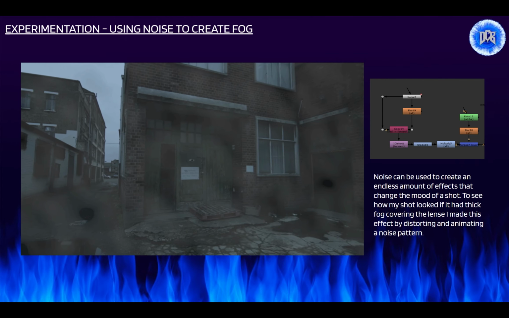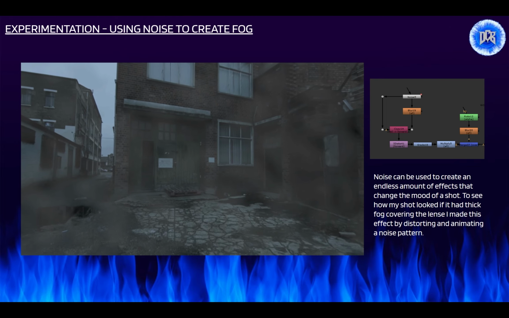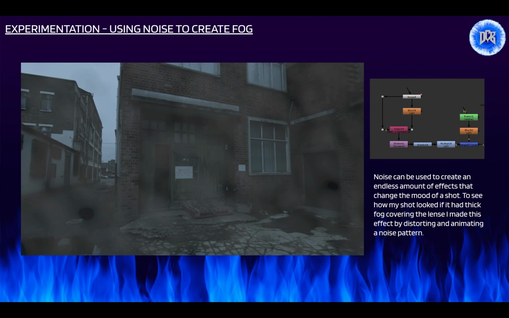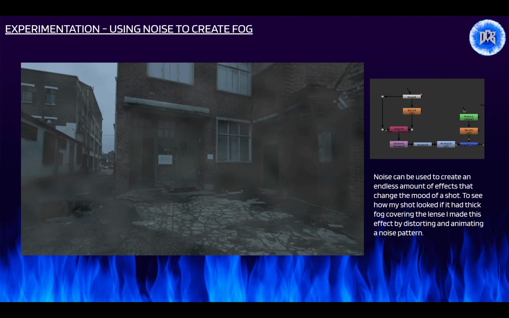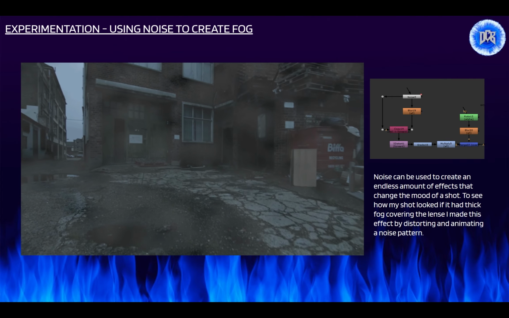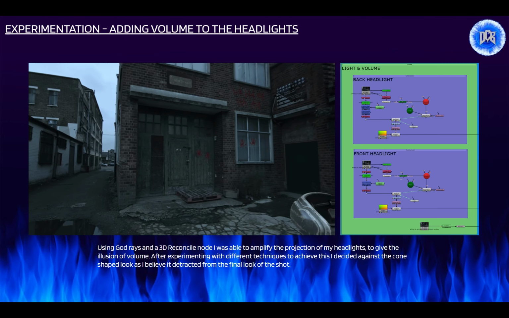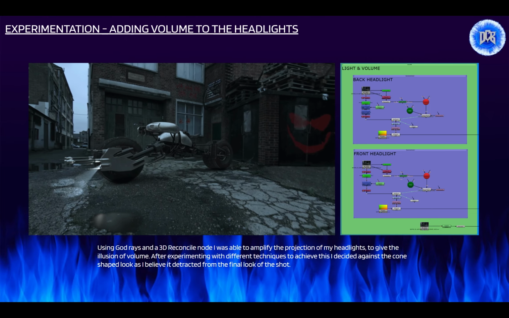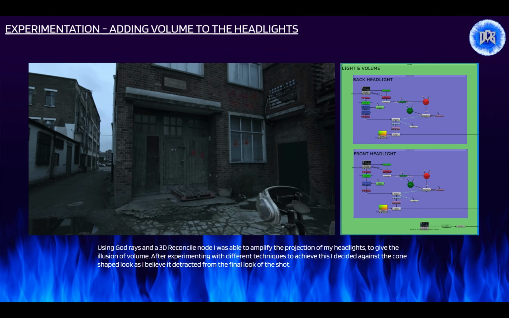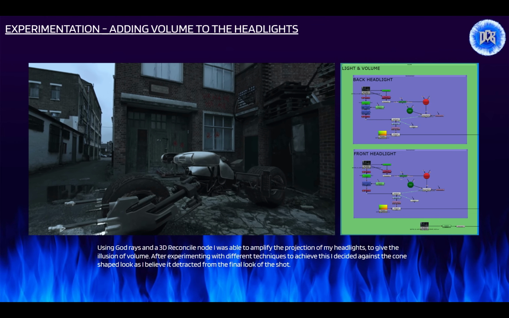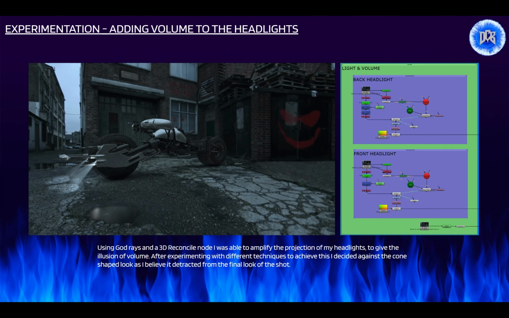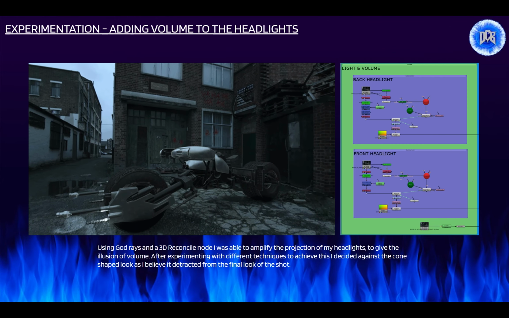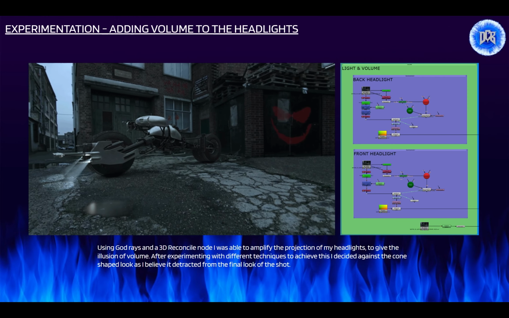Noise can be used to create an endless amount of effects that change the mood of a shot. To see how my shot looked if it had thick fog covering the lens, I made this effect by distorting and animating a noise pattern. Using god rays and a 3D reconcile node, I was able to amplify the projection of my headlights to give the illusion of volume. After experimenting with different techniques to achieve this, I decided against the cone-shaped look as I believe it detracted from the final look of the shot.